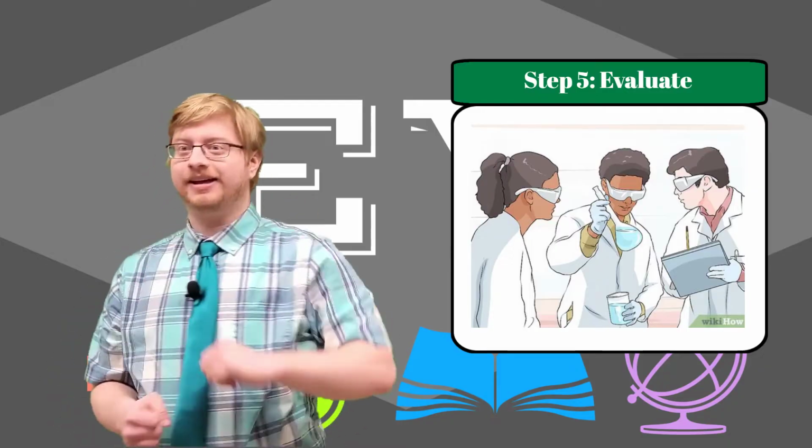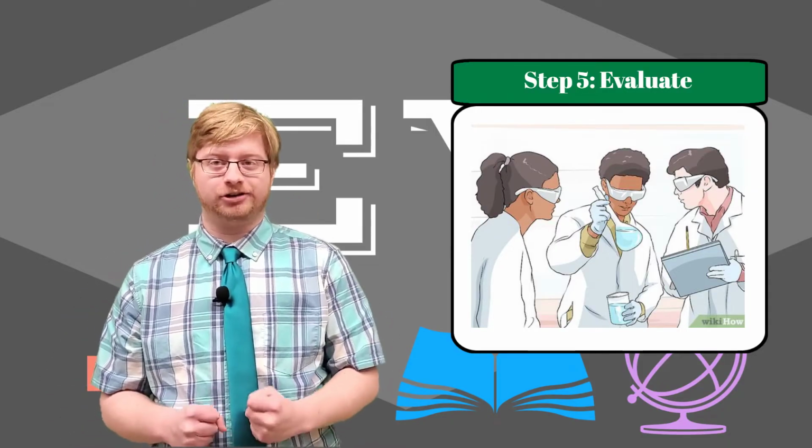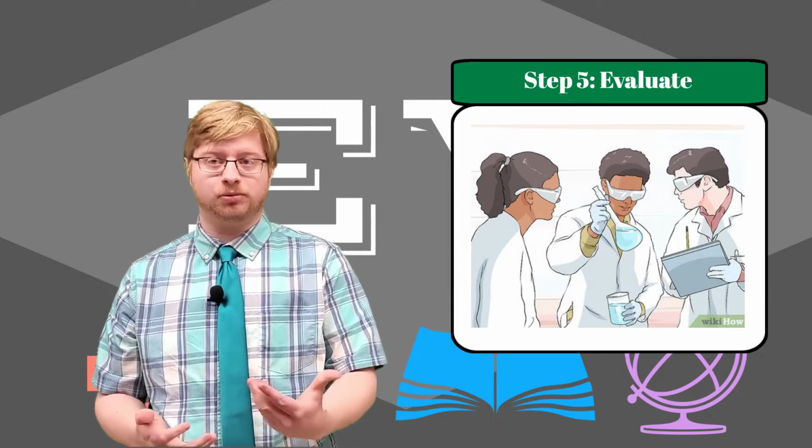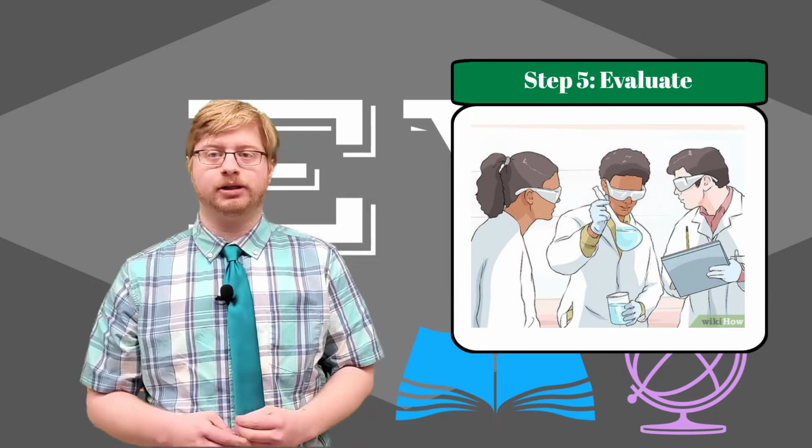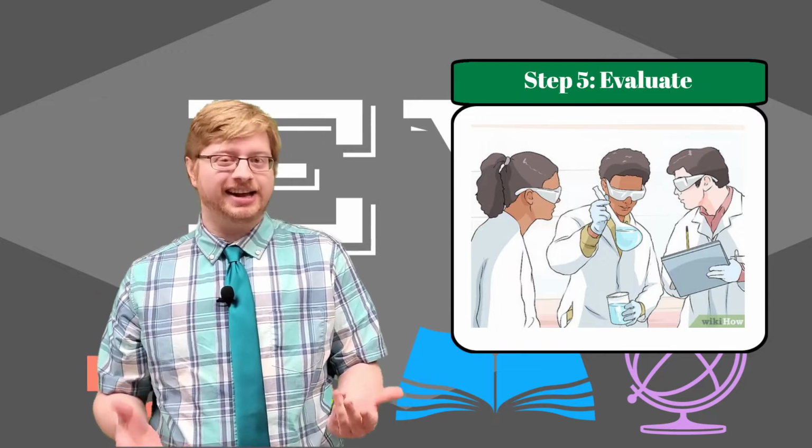Step 5. Evaluate. At this point, you have a plan of action that you've started or have finished the actual product that you're working with. This is the part where we look for issues with the design. It's like editing a paper.